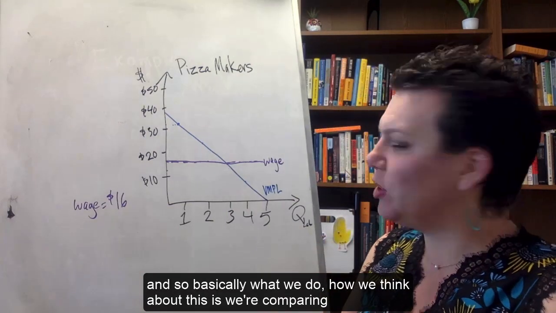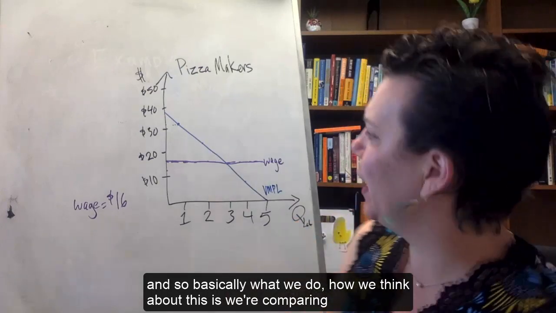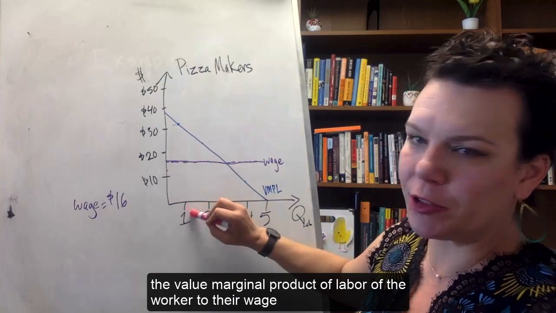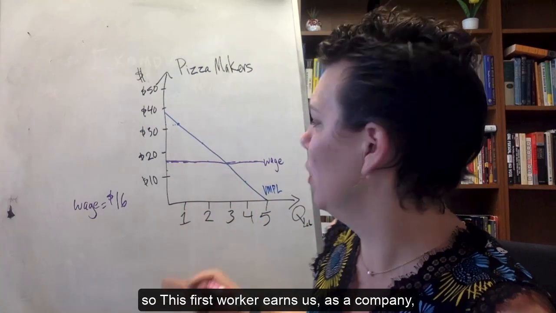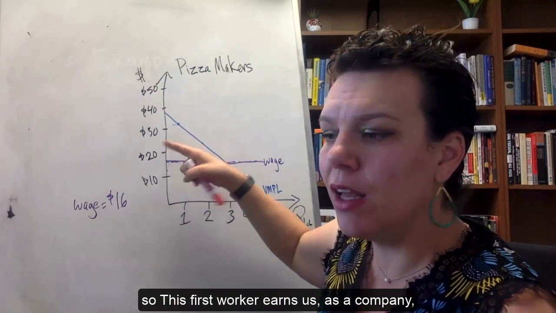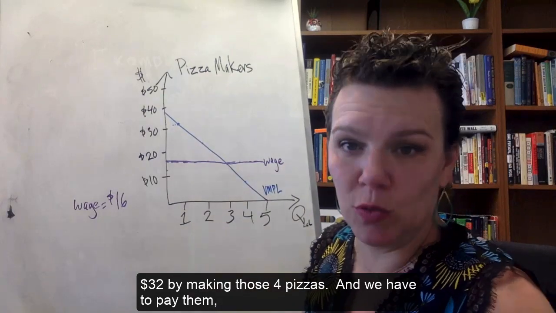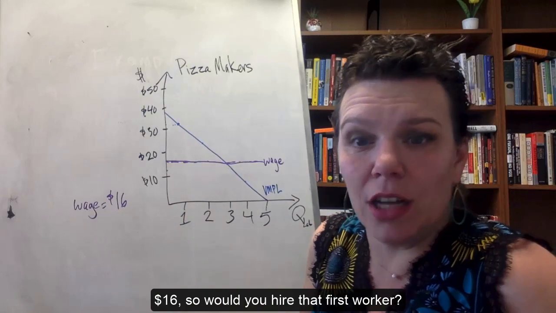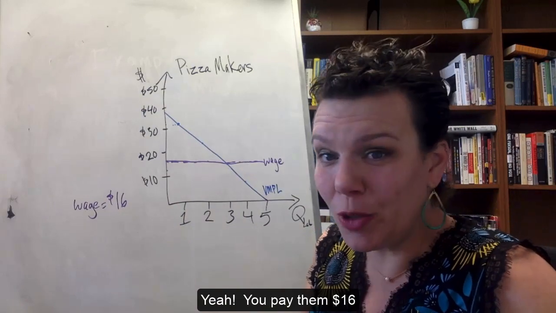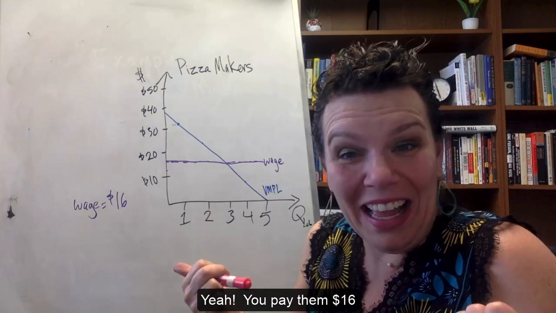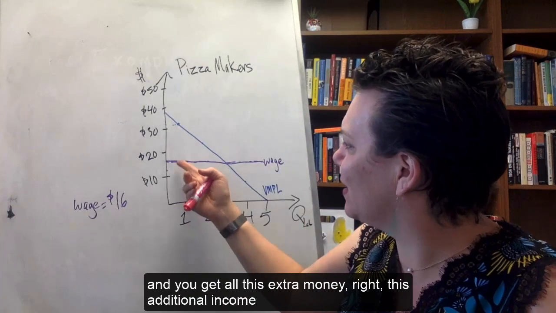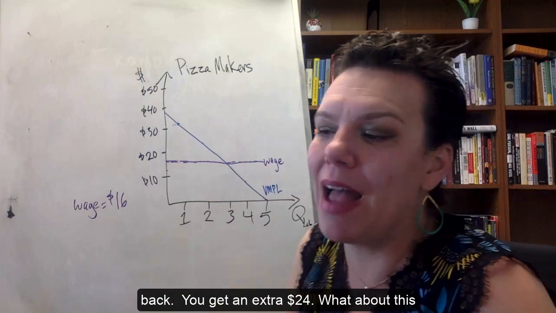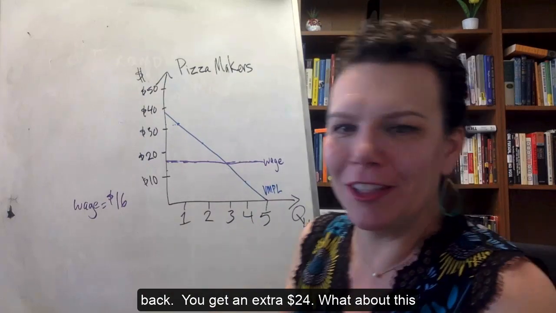The way we think about this is we compare the value marginal product of labor of the worker to their wage. So this first worker earns us as a company $32 by making those 4 pizzas, and we only have to pay them $16. So would you hire that first worker? Yeah, you pay him $16 and you get all this additional income back, an extra $16.